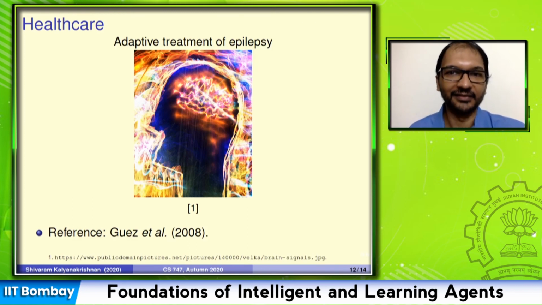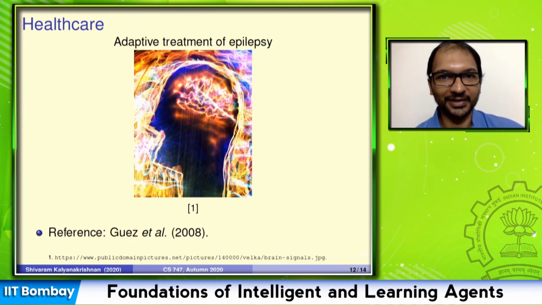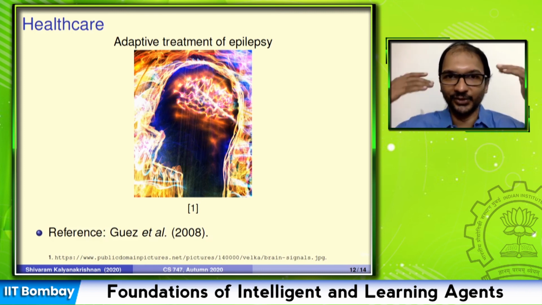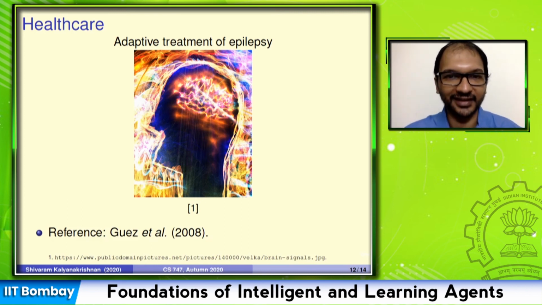Yet another one, which is surprising to some, is the use of reinforcement learning in healthcare. Here, this reference has to do with using reinforcement learning as a way to treat epilepsy. What happens in epilepsy is there is uncontrolled electrical activity in the brain. Of course, there is electrical activity in the brain all the time. That's the way we are able to do anything with our brain, to think thoughts, to feel pain, etc. But when that goes into overdrive and is uncontrolled, that's when you have an epileptic seizure.